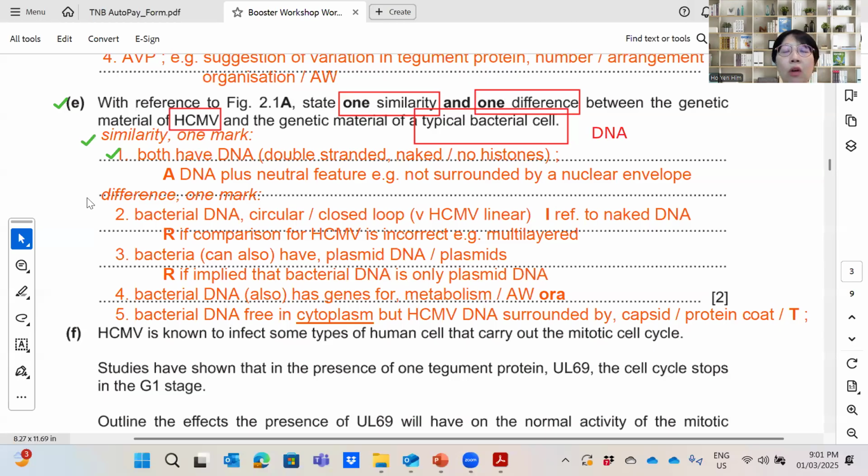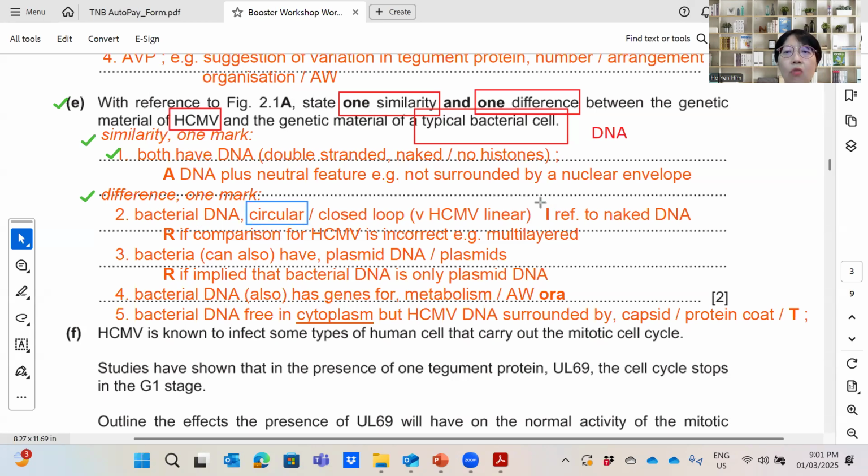Then for the differences, right? One difference only. So any of the differences here will be correct. So we know that bacterial DNA is circular. So this is what you learn in your syllabus. Bacterial DNA is circular. Okay.